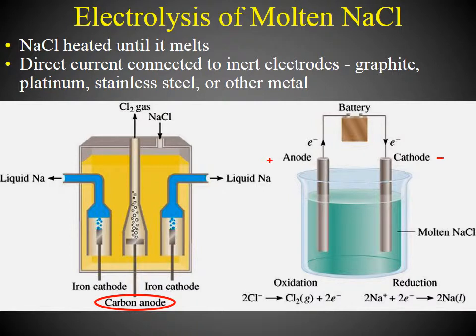Now, briefly, let's look at the commercial piece of equipment. Here we have a carbon anode. Of course, everything is immersed in molten salt. And as you can see here, the chlorine being produced is channeled upward to some collection container. We also have, in this case, two iron cathodes at which molten sodium is being produced and channeled to another collection point.